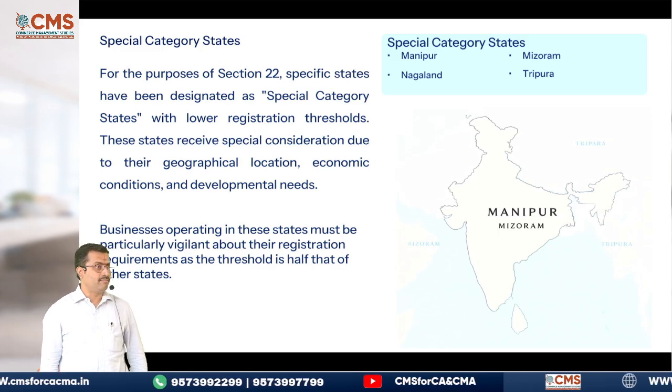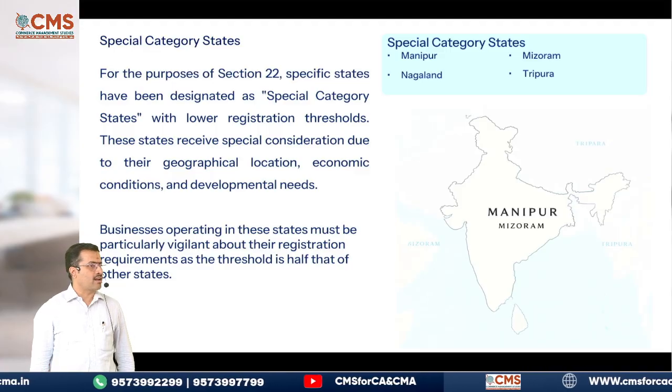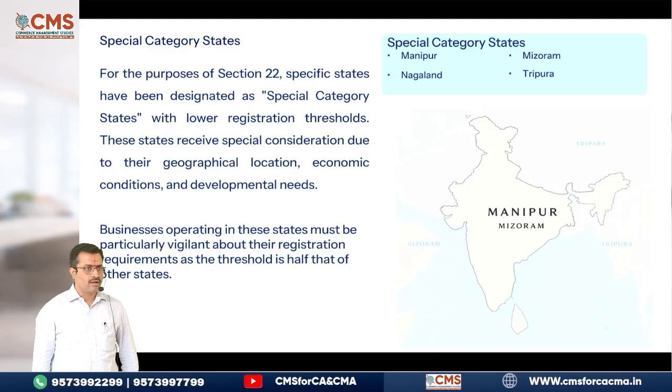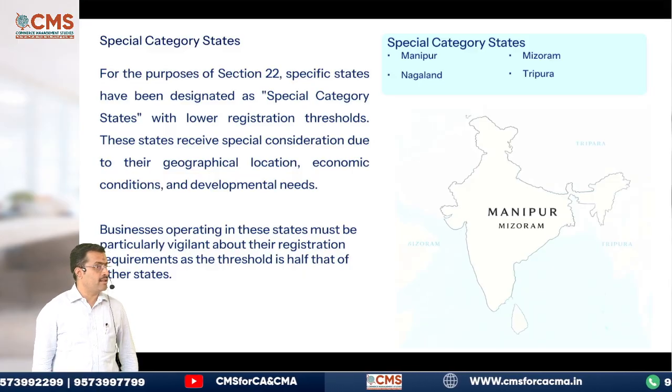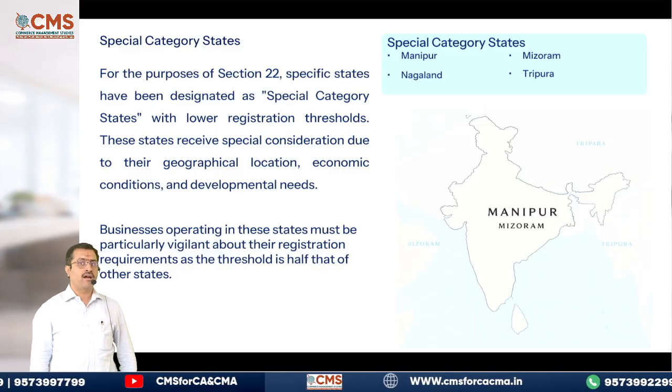That Manstum you had, apart from this you had Arunachal Pradesh, Uttarakhand. Yes or no? Sikkim, correct or not? Yes, Meghalaya also you had. Here you do not have Meghalaya in the special category. Please understand. Manipur, Mizoram, Nagaland and Tripura.